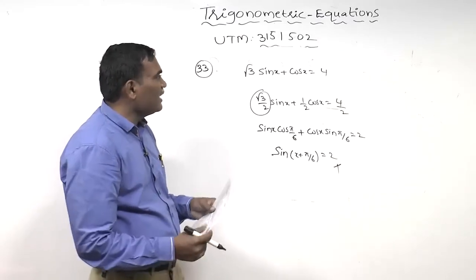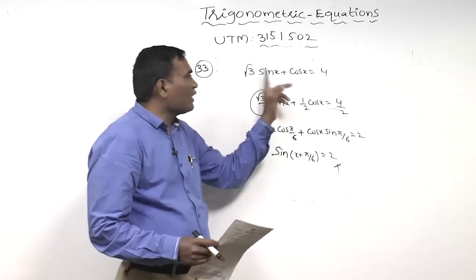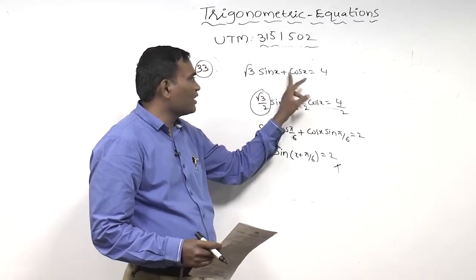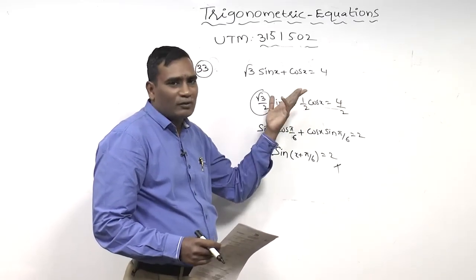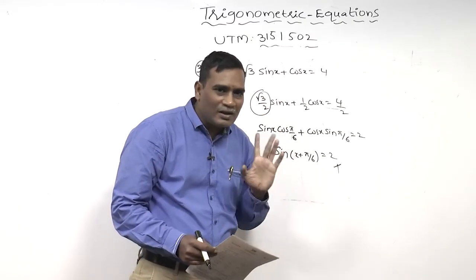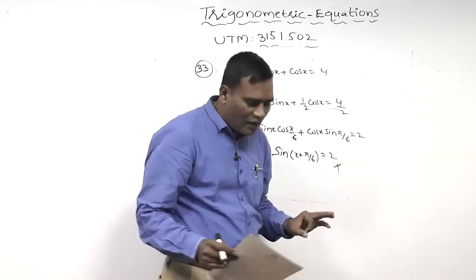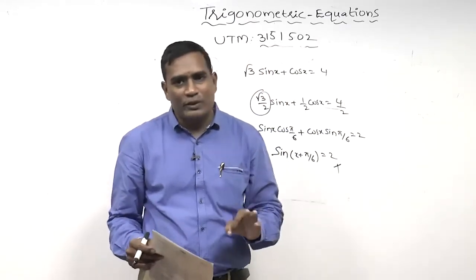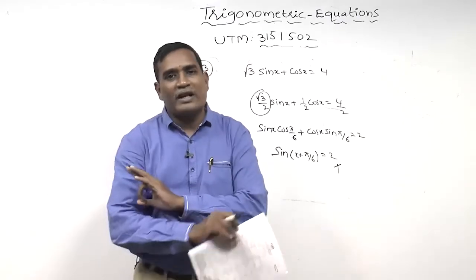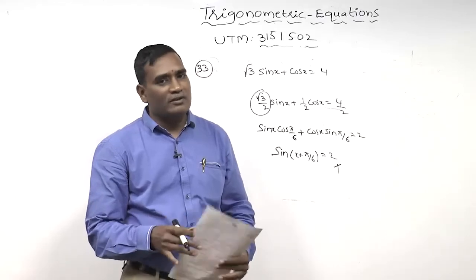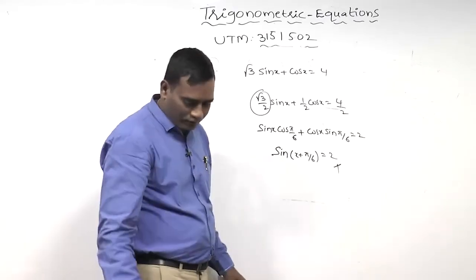Here, we can say c is greater than root of a square plus b square: c is 4, greater than root of a square plus b square, which is 2. 4 is greater than 2. So if c is greater than root of a square plus b square, what is the answer? No solution. For a problem in the form of a cos x plus b sin x is equal to c, if the c value is greater than root of a square plus b square, the answer is no solution. If c is less than or equal to root of a square plus b square, then we have to solve. Okay.